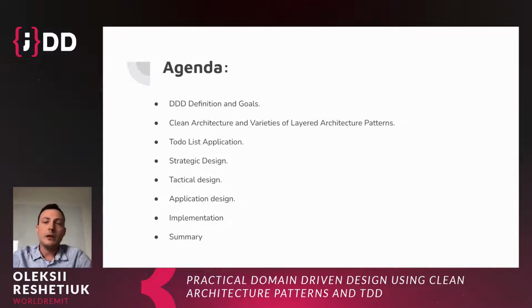Agenda. A little theory at the beginning. We will consider DDD definitions and goals, clean architecture and varieties of layered architecture patterns. Then we will show you how to apply DDD and hexagonal architecture on the example of a to-do list application, defining strategic design, tactical design, application design. Then we are going to write a bit of code in Kotlin using TDD, and at the end we will summarize what has been done.